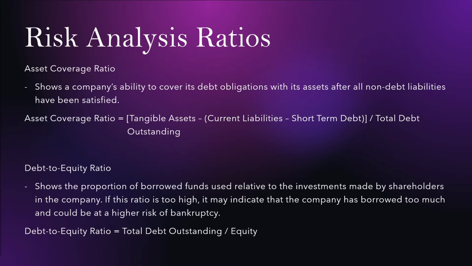Now, debt to equity ratio is quite straightforward. It is calculated by taking the total debt outstanding and dividing it by equity. So this shows the proportion of borrowed funds to equity, and a lower ratio tends to be better, since if the ratio is too high, it means the company may have borrowed more money and they could be at a higher risk of bankruptcy.